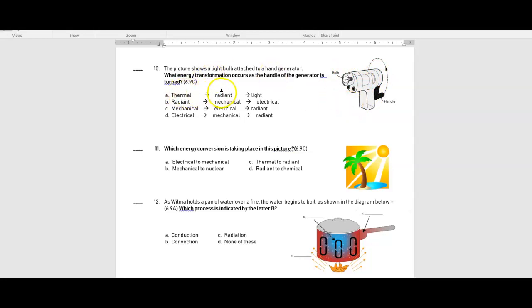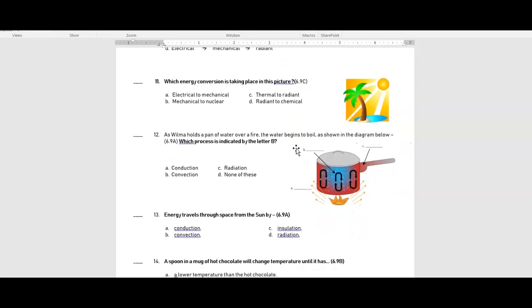Is it thermal to radiant to light? Radiant to mechanical to electrical? Mechanical to electrical to radiant? Electrical to mechanical to radiant? What is the energy transformation?